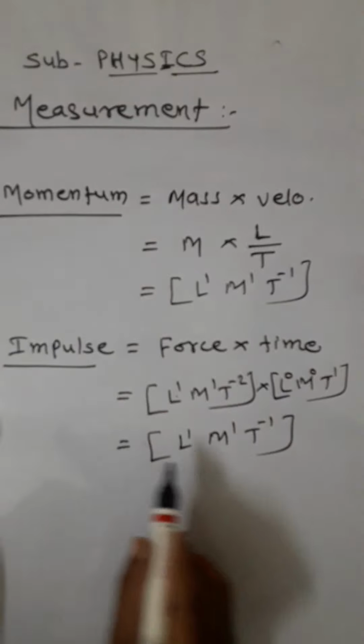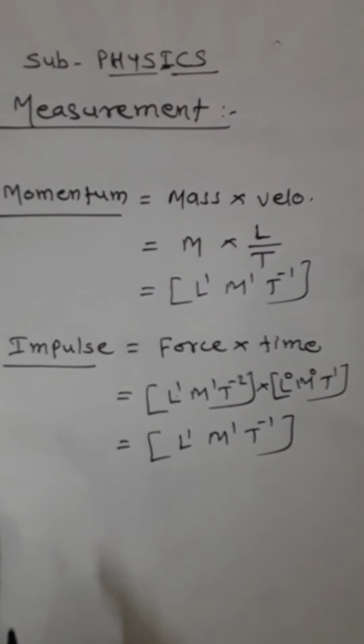Therefore the dimension of the impulse is L1 m1 t -1.